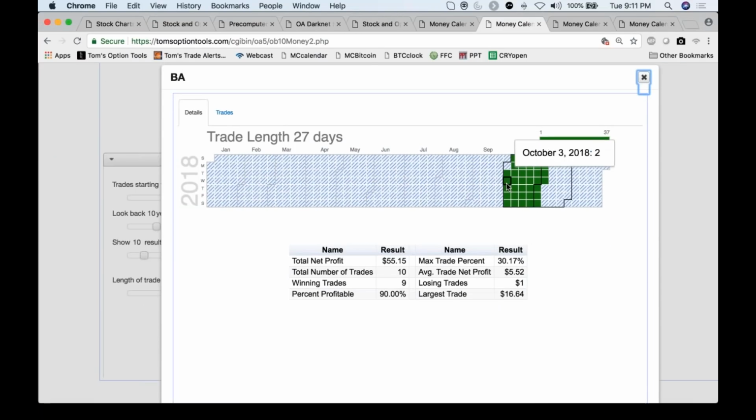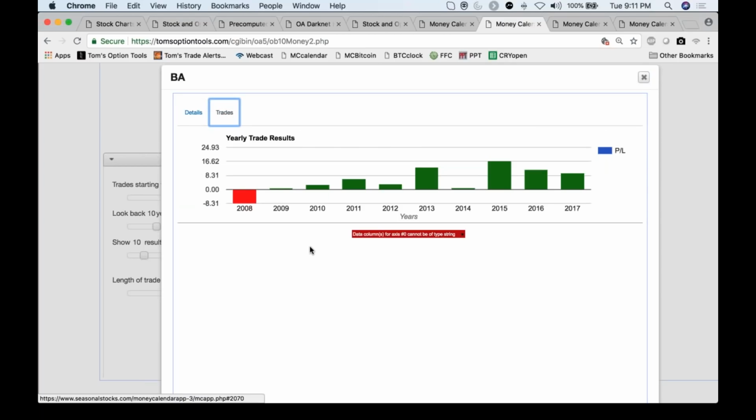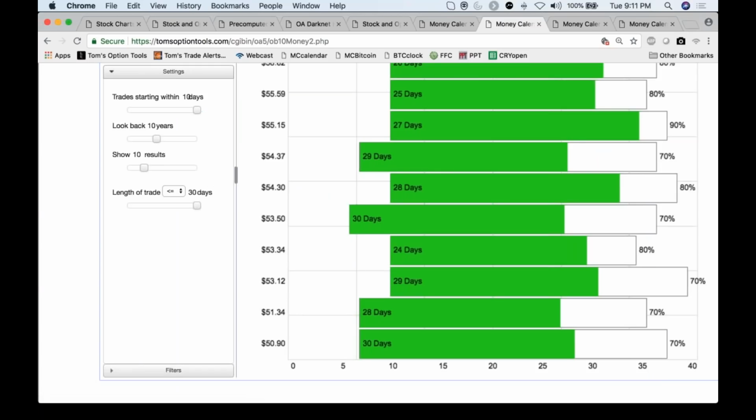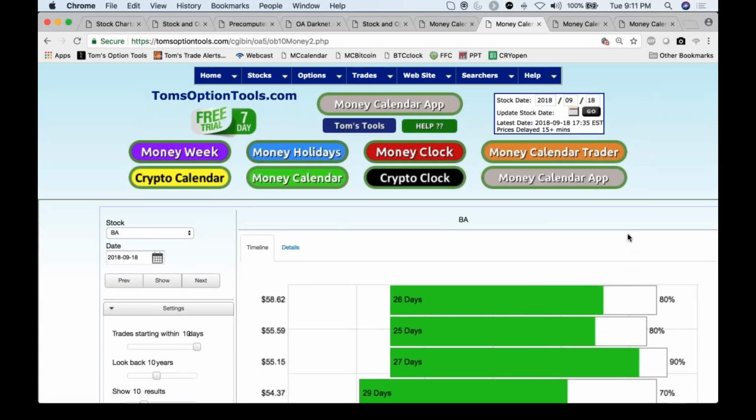It shows me the trade dates starting the next 10 days. So the start date is going to be October 2nd, and it's going to run all the way to November 7th. That's your 27 days. If we want to look at trade data, you can see here, the only time it didn't work was 2008, but every other year, that stock went up in value. Good call. All right, let's see what else we got here.